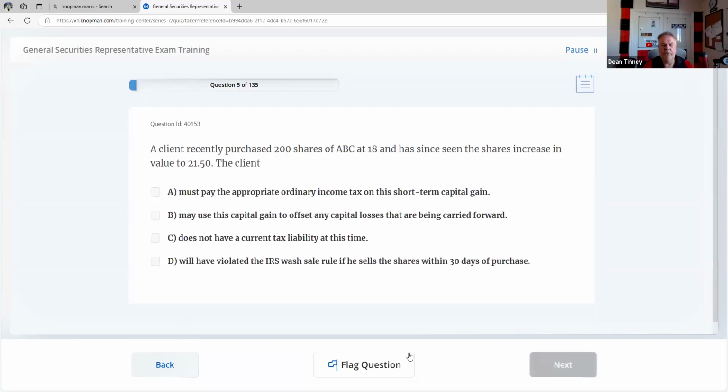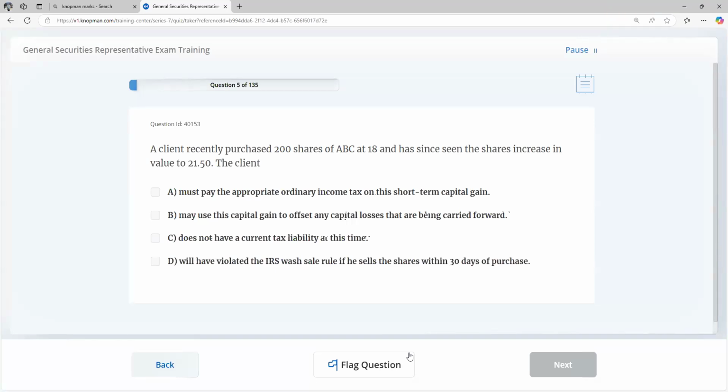A client recently purchased 200 shares of ABC at 18 and has since seen the shares increase in value to 21.50. The client... Okay, I'm just going to multiply 200 by 18 first, which is 3,600. I don't know why I did that. The client must use this capital gain to offset any losses, does not have a current liability. She doesn't have a current tax liability at this time because she hasn't sold anything. Yep, exactly right.